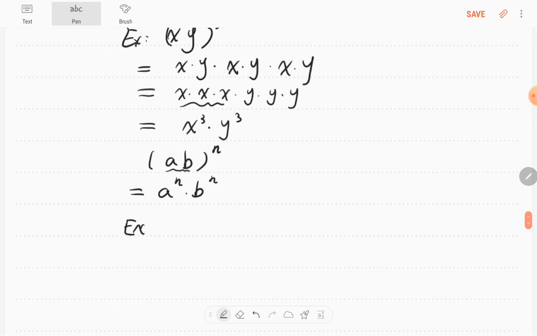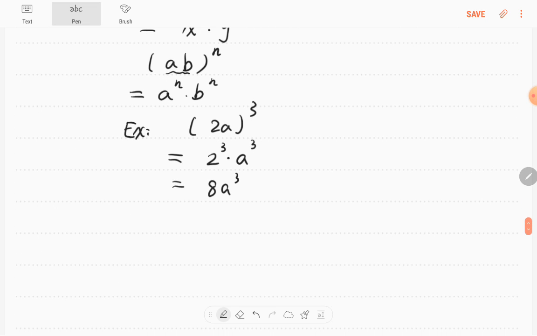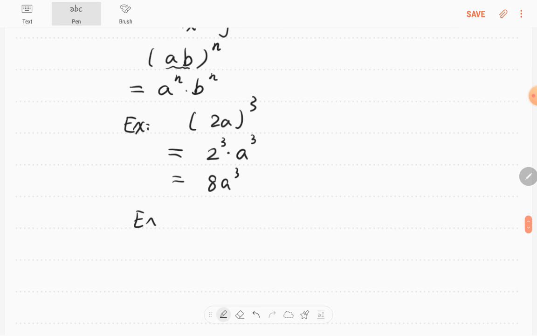So let's check another example. For example, we have this one. So now we know there is a product, 2 times a, in the parenthesis. So this is our new base. So I will say it is one number to the third times another one to the third. Of course, we can evaluate 2 to the third to be 8. So our answer will be 8a to the third. Let's check another one.